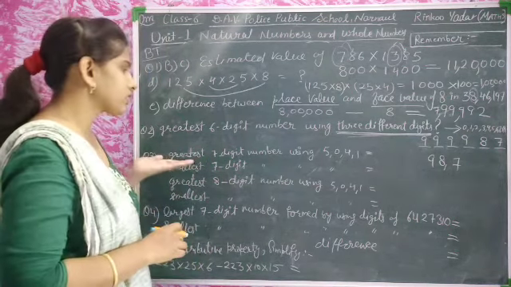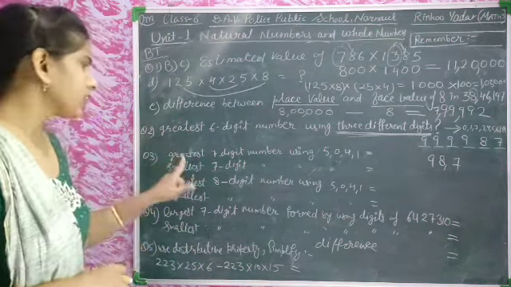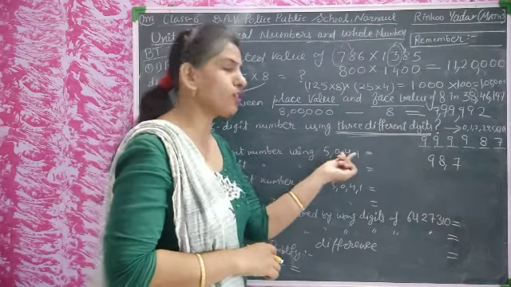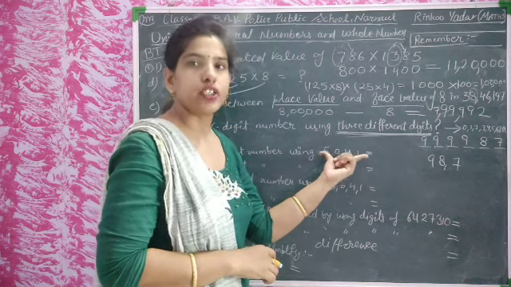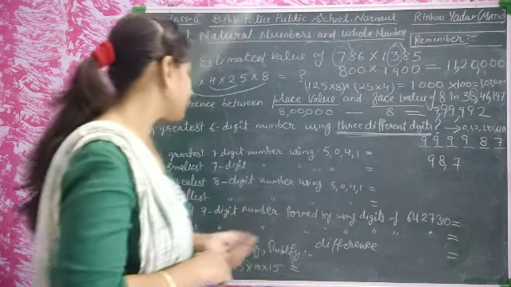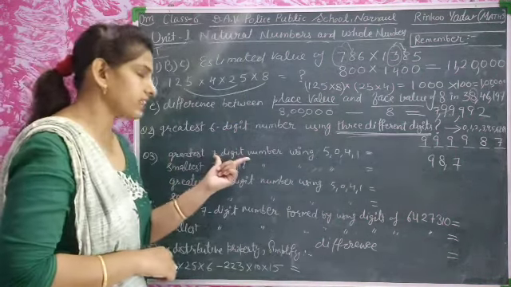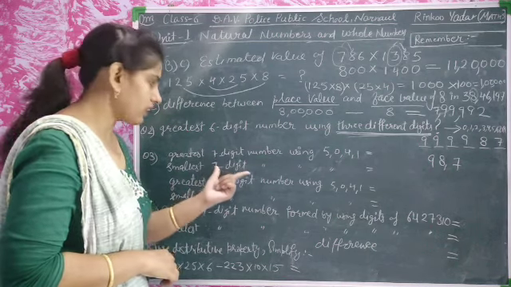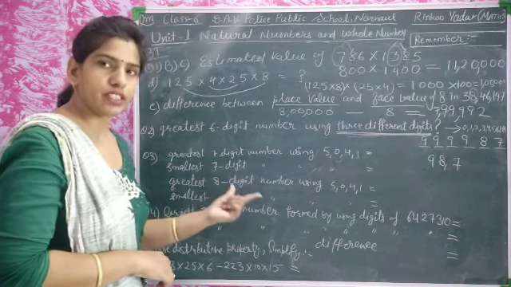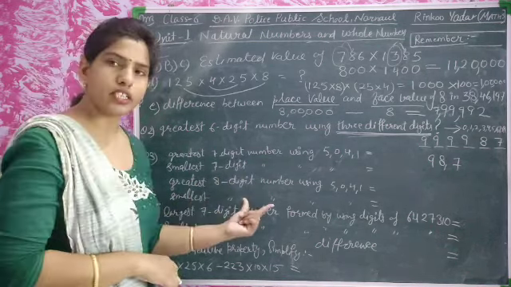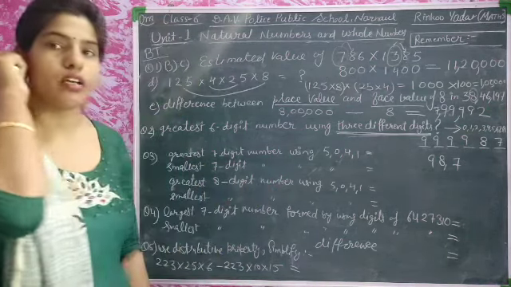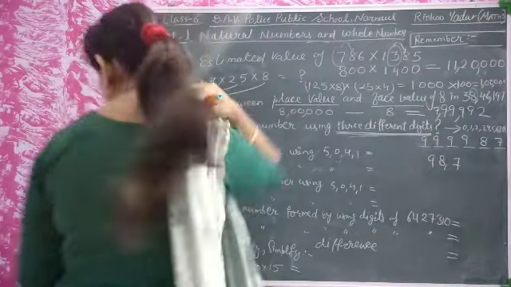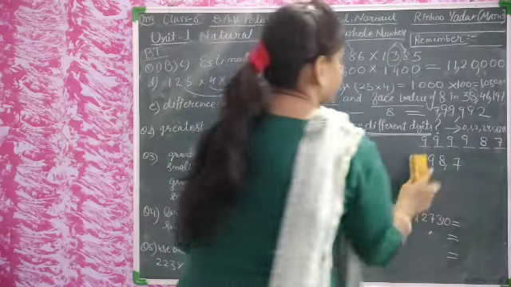Okay. Now the next question is question number 3. It is asking about 5041. Using these 4 digits, we have to make the greatest 7-digit number, smallest 7-digit number, greatest 8-digit number, and smallest 8-digit number. Now start with the greatest 7-digit number. We have to form here the greatest 7-digit number.